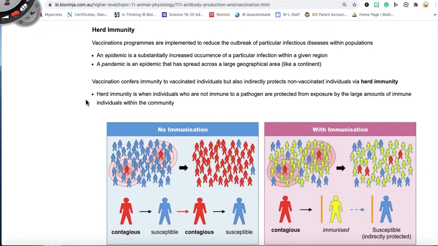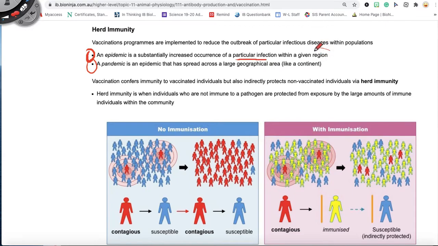So how does herd immunity work? We pretty much now know the definition of a pandemic, right? An epidemic, as opposed to a pandemic, is where you have an occurrence of a particular infection within a given region, so it stays localized. We know that a pandemic is an epidemic that has spread across a large geographical area, like a continent. So this is what we're seeing today with the COVID pandemic.